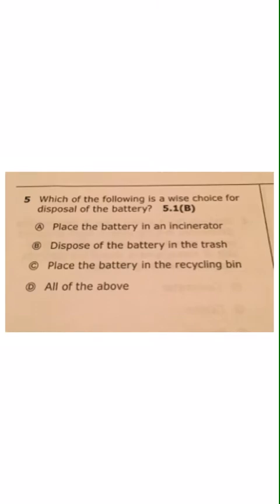Number 5. Which of the following is a wise choice for disposal of the battery? A. Place the battery in an incinerator. B. Dispose of the battery in the trash. C. Place the battery in the recycling bin. Or D. All of the above.